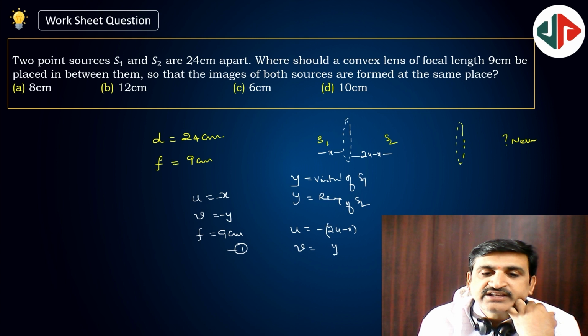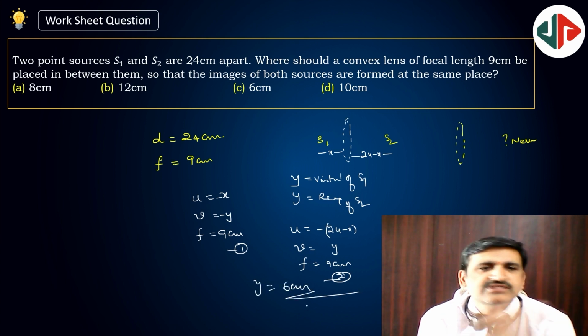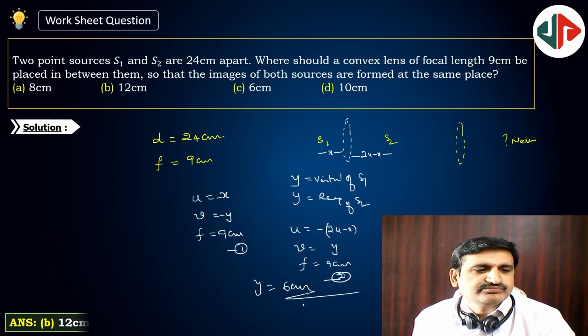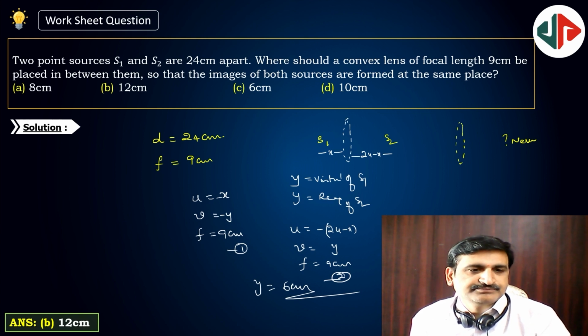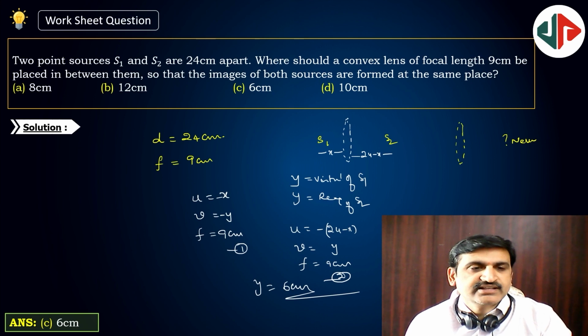So y, and I'm thinking in a reverse way. Okay, f is equal to 9 centimeters again. Then equation 2. Solve both by finding the y value. y is equal to roughly 6 centimeters. Total distance 24. Let me verify the calculation. Yeah, I change it to 6 centimeters. 6 only is the correct answer. Next.